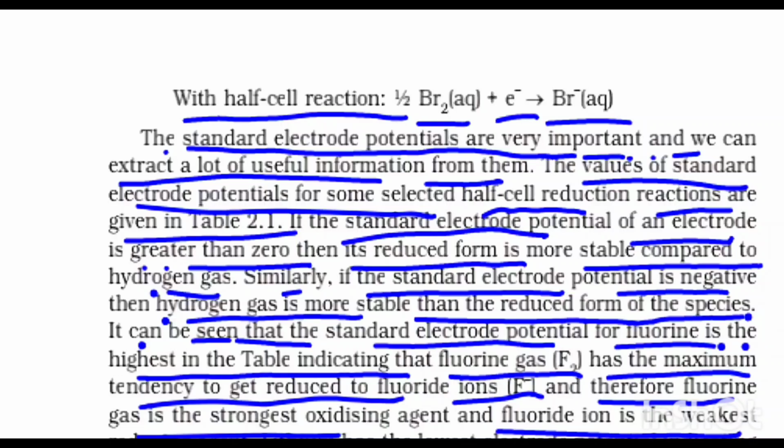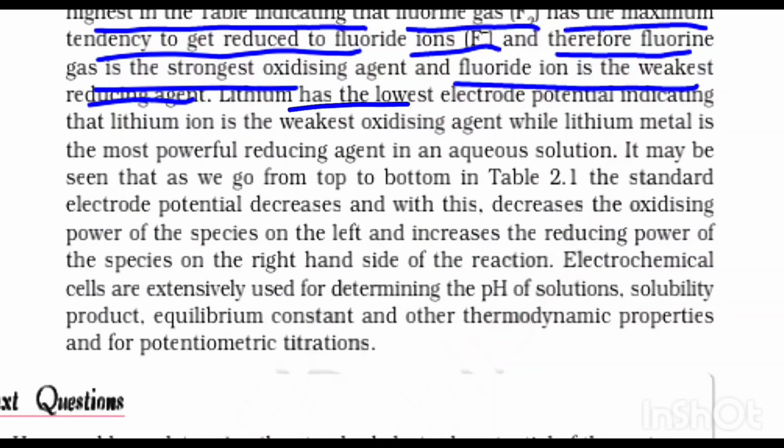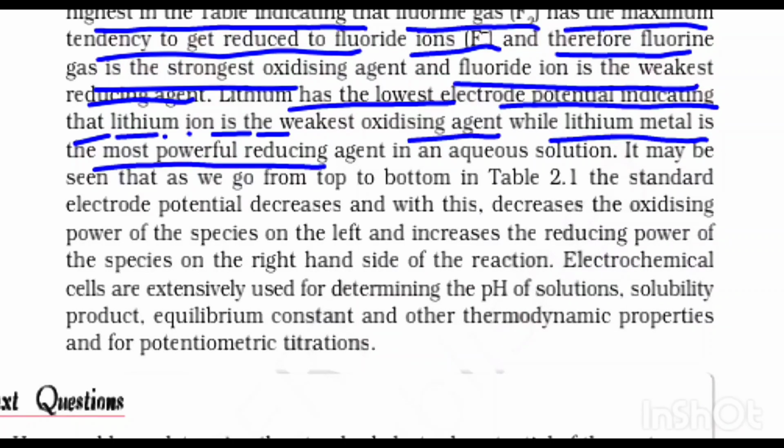It can be seen that the standard electrode potential for fluorine is the highest in the table, indicating that fluorine gas has the maximum tendency to get reduced to fluoride ion, and therefore fluorine gas is the strongest oxidizing agent and fluoride ion is the weakest reducing agent. Lithium has the lowest electrode potential, indicating that lithium ion is the weakest oxidizing agent, while lithium metal is the most powerful reducing agent in an aqueous solution.